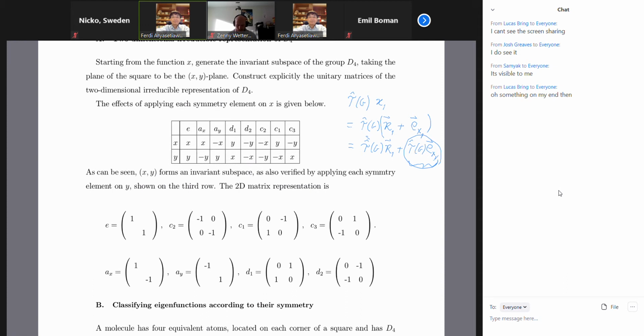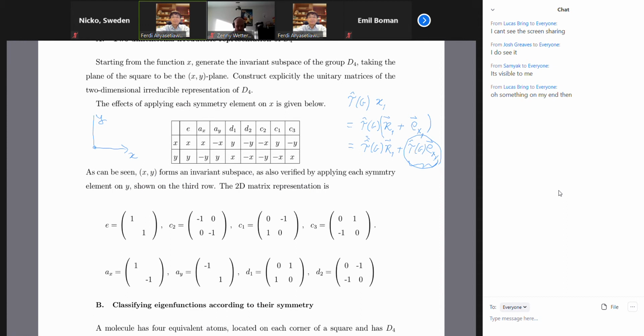So here I think it is problem 1 in this exercise. You can see that if I apply Ax, that's a rotation about x that doesn't do anything. If I make a rotation about the y-axis, then x becomes minus x, and if I make a rotation along the diagonal, D1, D2, it will be minus y, and so on.